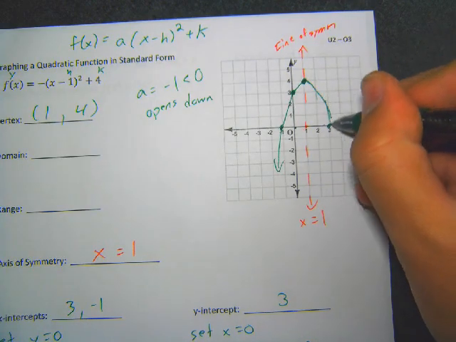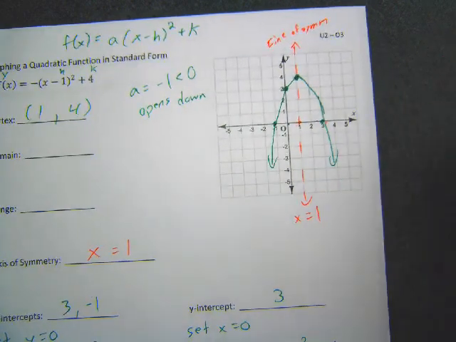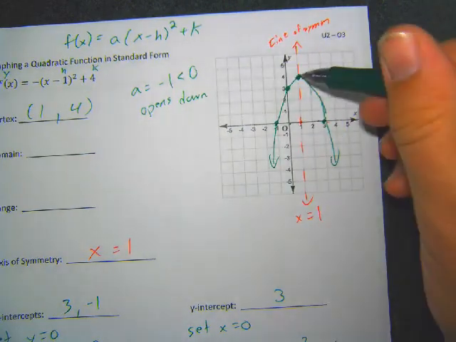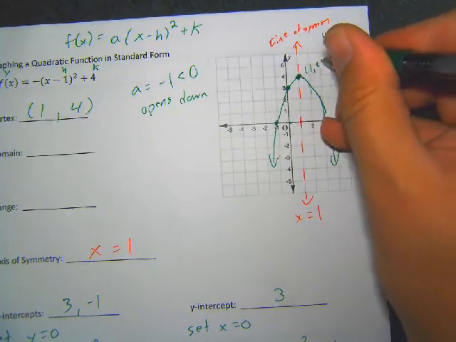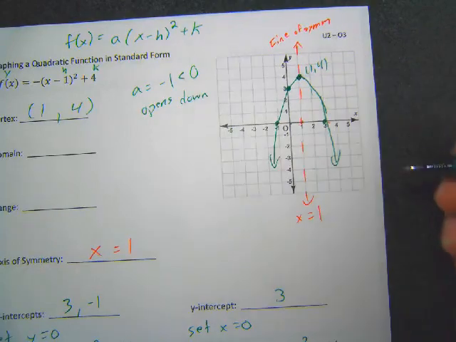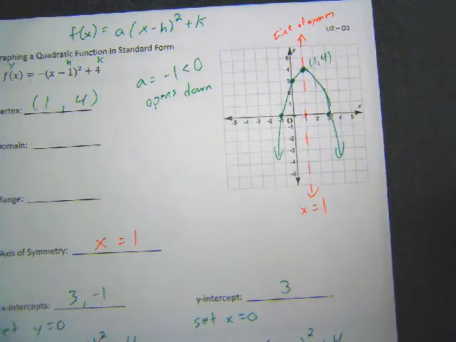But I have to do it by hand. So it's not pretty, but that's what it would look like. It opens down, like we said. It has its vertex at (1, 4). It's got its y-intercept, its x-intercept. It's got the axis of symmetry at x = 1.